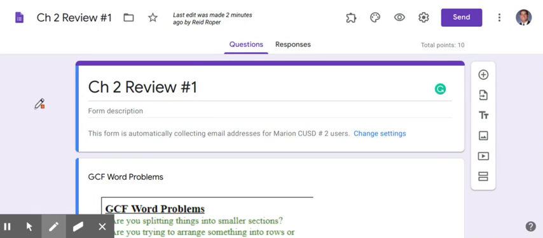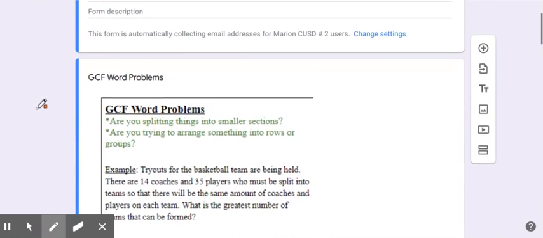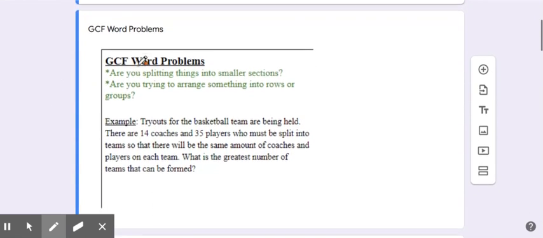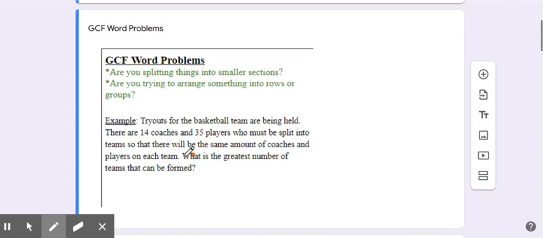Okay, I am here in chapter 2, review number 1, Google form. We have here a note about GCF word problems. So if we're given a word problem, how do we know that it's a greatest common factor problem? Well, here's a couple questions to ask yourself when given a problem.